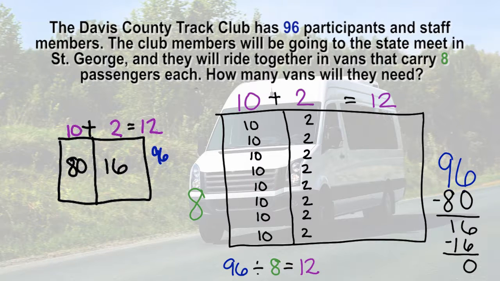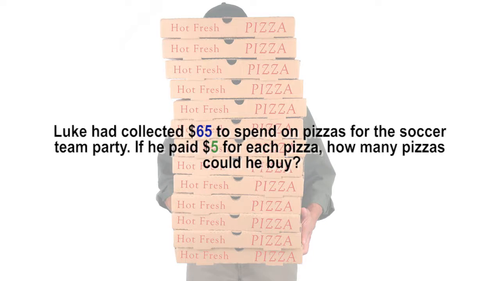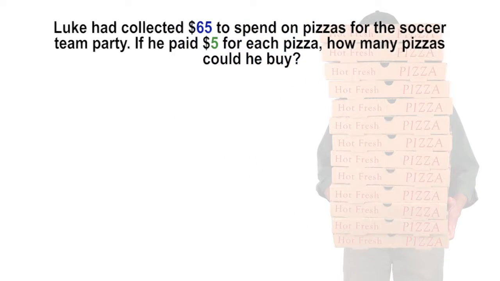Let's try one more on the simplified open array. Luke had collected $65 to spend on pizzas for the soccer team party. If he paid $5 for each pizza, how many pizzas could he buy? Let's set up the open array.